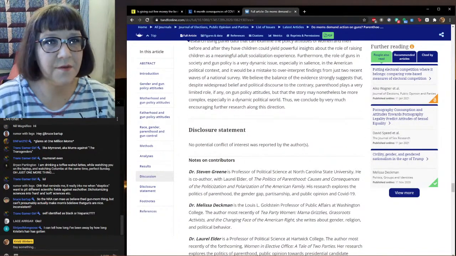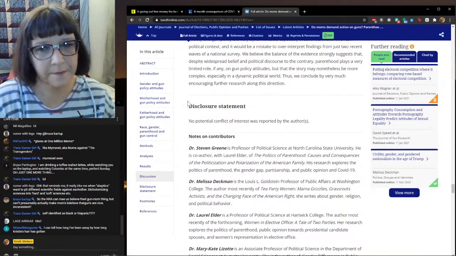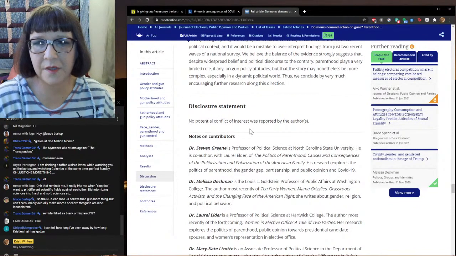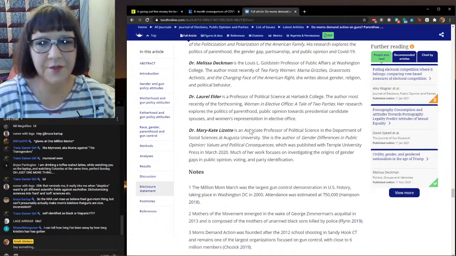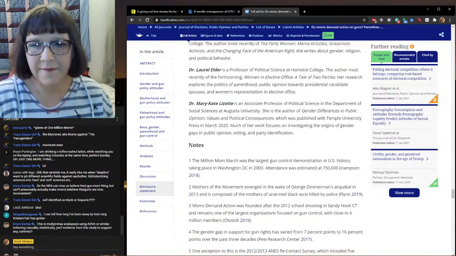Disclosure statement, if they were funded, and no potential conflicts of interest were reported by the authors. Information on who wrote it, where they work, their backgrounds, and then various notes.